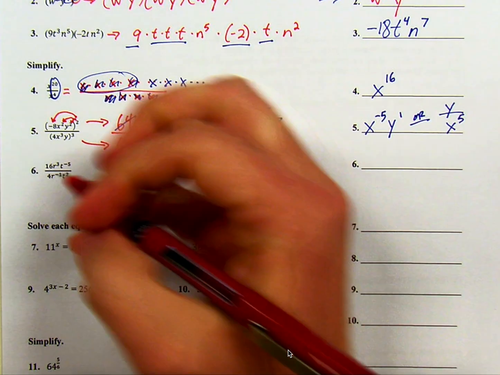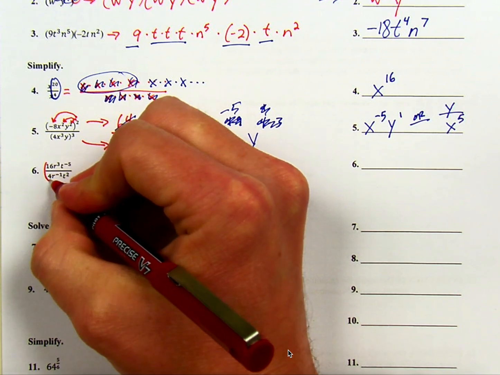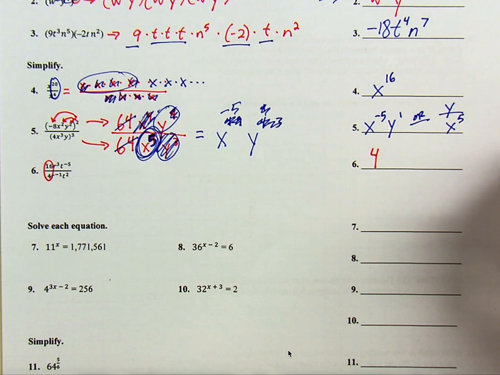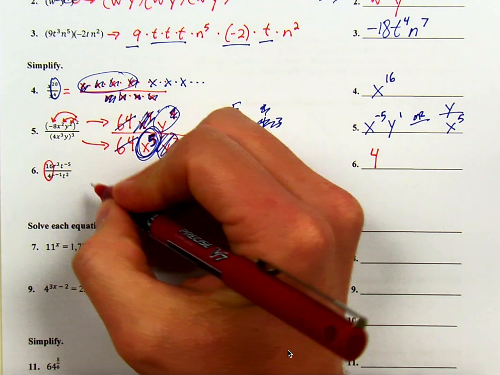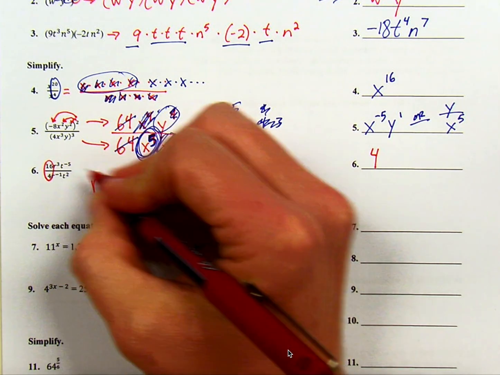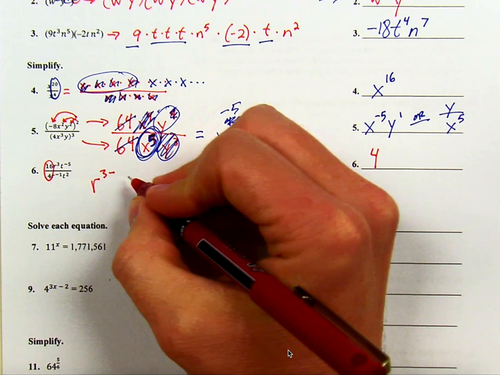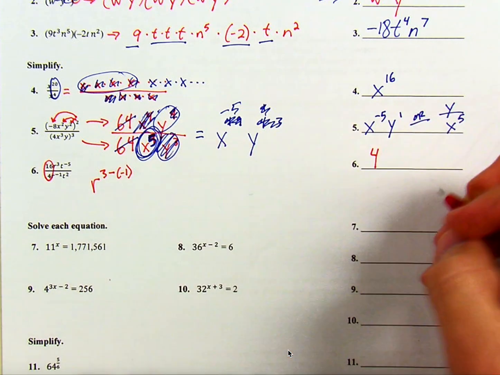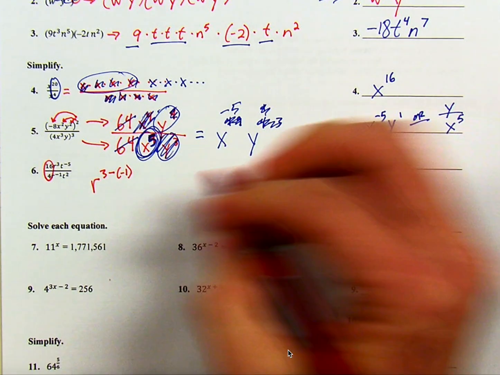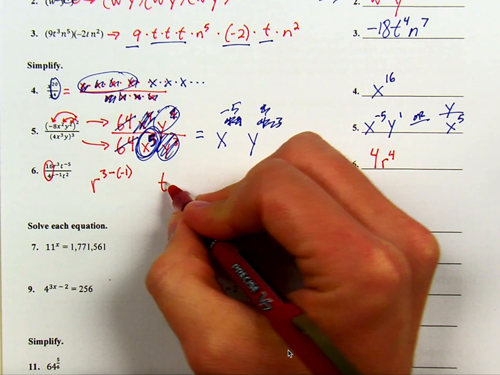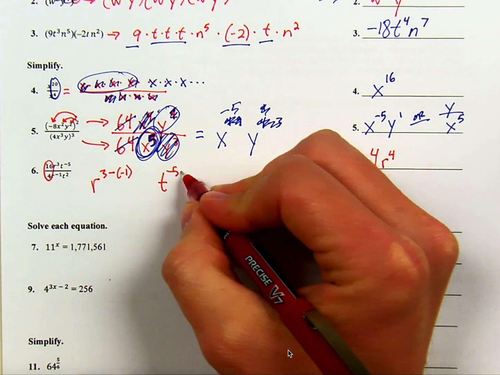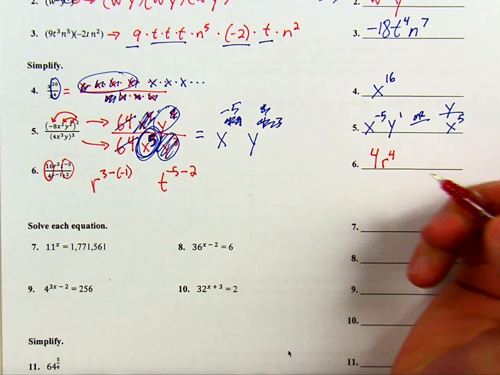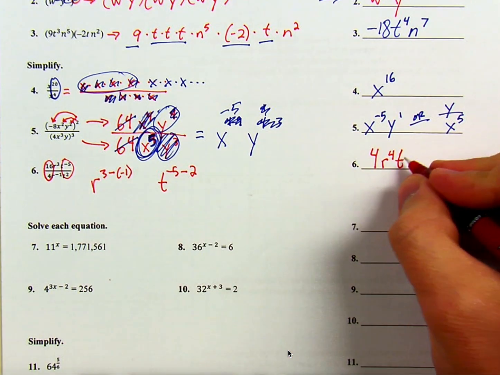Okay, on number 6, 16 divided by 4 is 4. That part is pretty straightforward. R is going to be r to the 3 minus -1. What's 3 minus -1? 4. So it's 4r to the 4th. And then t is going to be -5 minus 2, right? -5 minus 2, because you subtract those 2 exponents. So that's t to the -7.